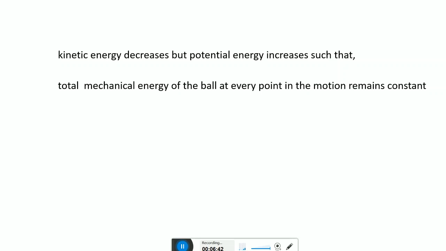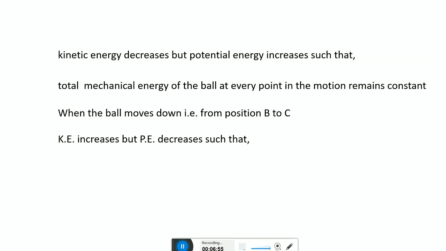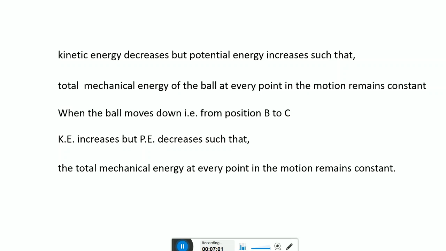Kinetic energy decreases but potential energy increases such that the total mechanical energy of the ball at every point in the motion remains constant. When the ball moves down, that is from position B to C, its kinetic energy increases but potential energy decreases such that total energy remains constant.